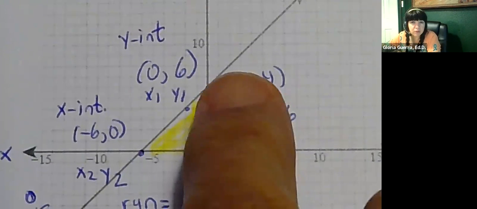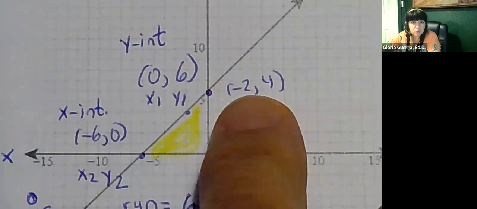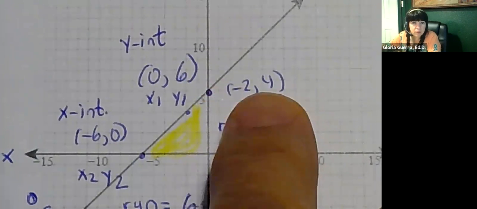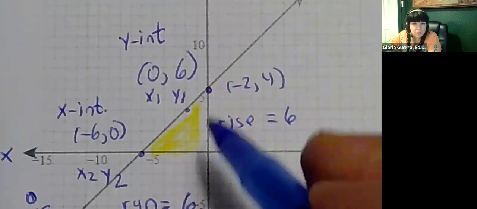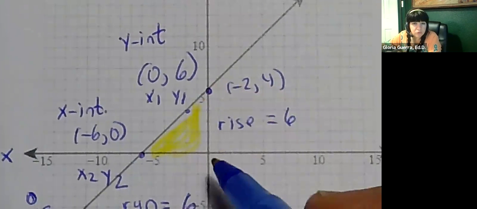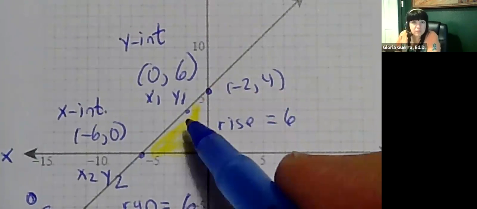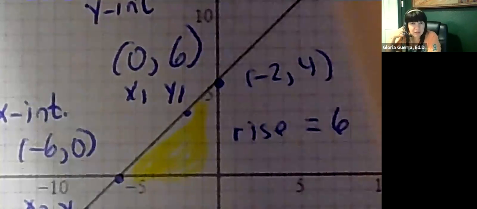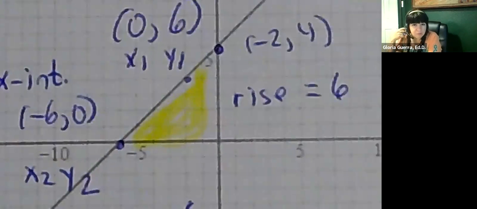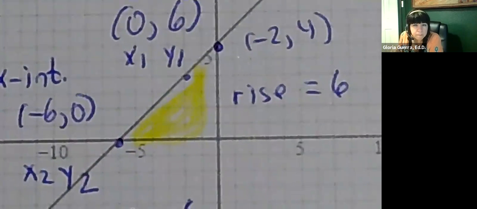I think you notice that I picked this point, -2, 4. So -2 would be right here, right? -2, 1, 2, 3, 4. When you enlarge this, I think you'll be able to tell that -2, 4 looks like it's a point on the line, right? It looks like it's a point on the line.